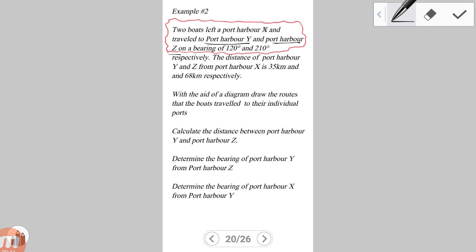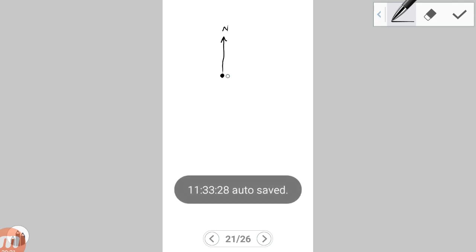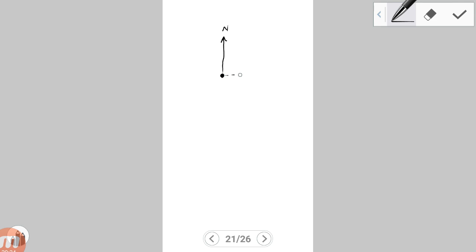So the bearing of Y from X is 120. Let's do that part first. So we're going to indicate our north line here. One north line is going to be required simply because both boats are leaving the same port. We know that 120 is greater than 90, so we're going to need a guideline of 90 degrees here. And 120 is in between 90 and 180, so we're going to need another guideline here. 120 is really close to 90, less than 135, so it's not going to be exactly between. It's going to be about here.